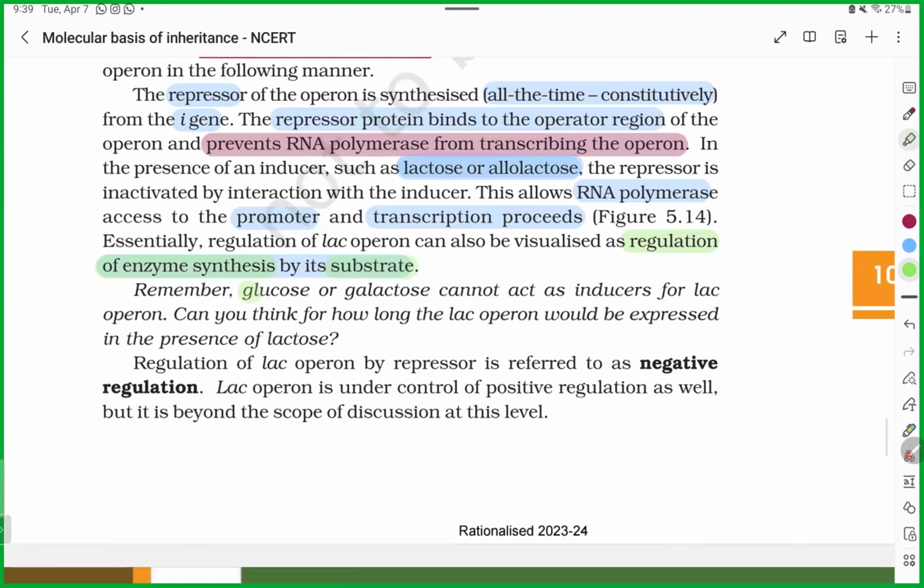Glucose and galactose cannot act as inducers in the lac operon. Why? The lac operon is very specific. It is only for lactose, nothing else. If glucose or galactose are already present, why do you need the lactose mechanism? You don't need it. You need lactose only when glucose and galactose are not present. So they cannot act. Very specific.